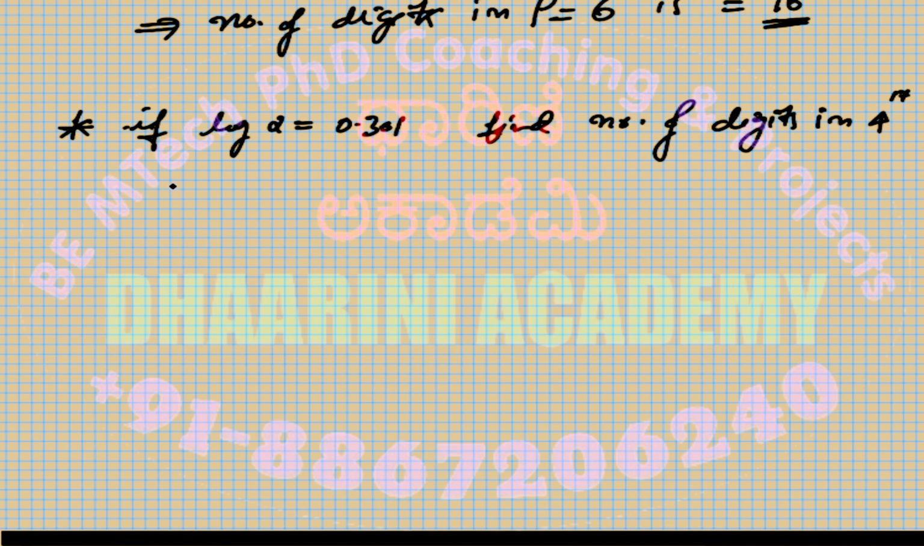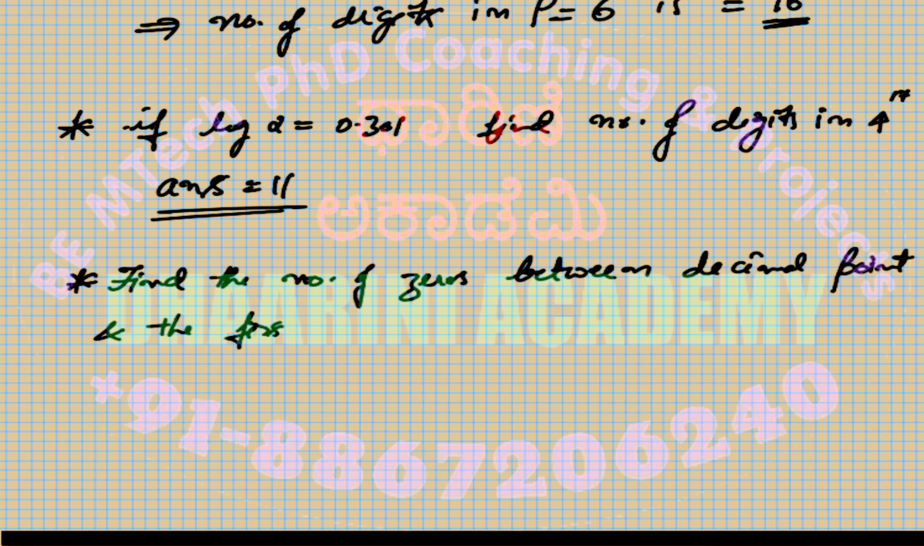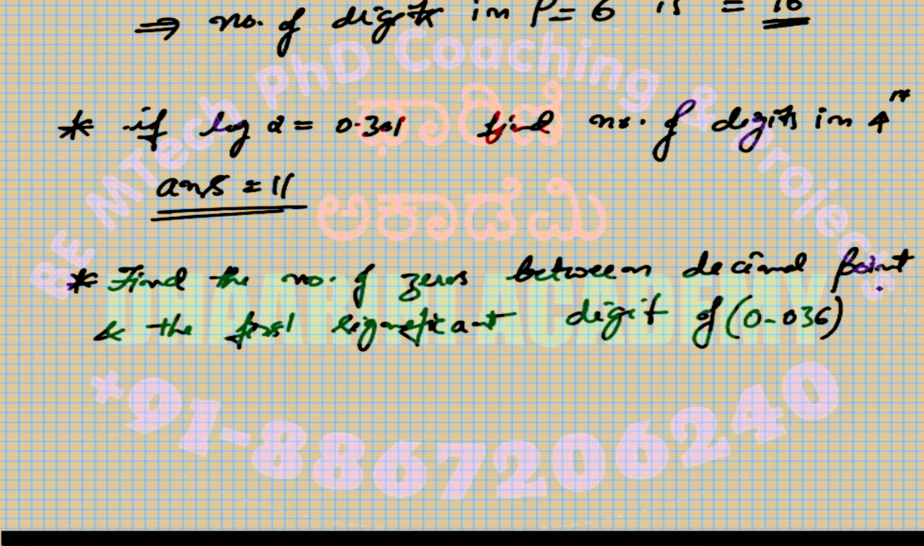Okay, here the answer equals 11. All right, let's move on to the next question. Find the number of zeros between the decimal point and the first significant digit of 0.036 raised to the power 16.